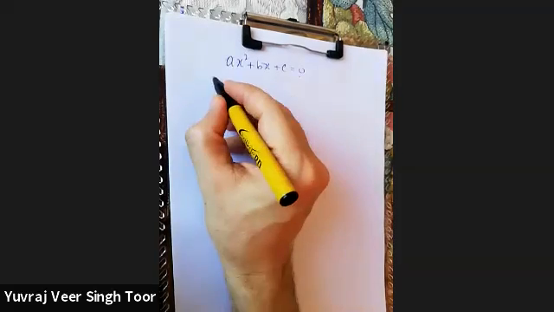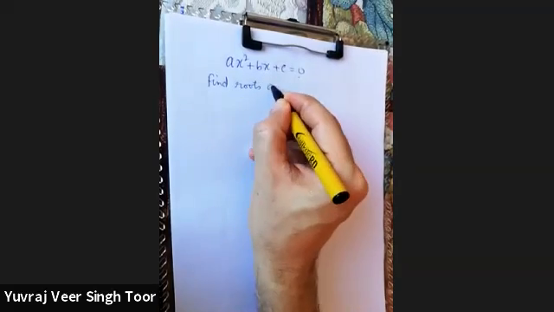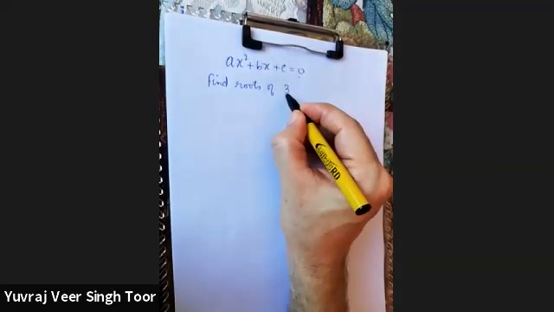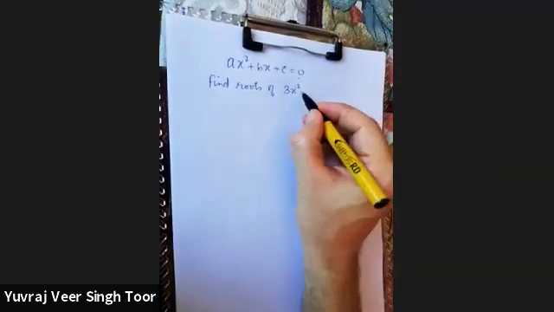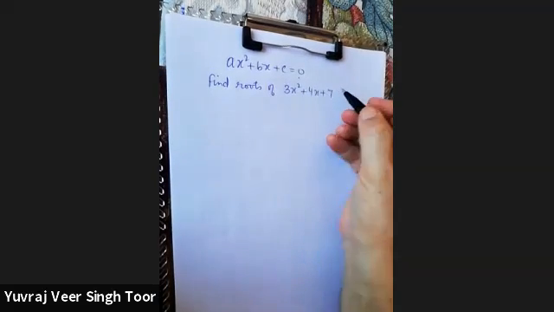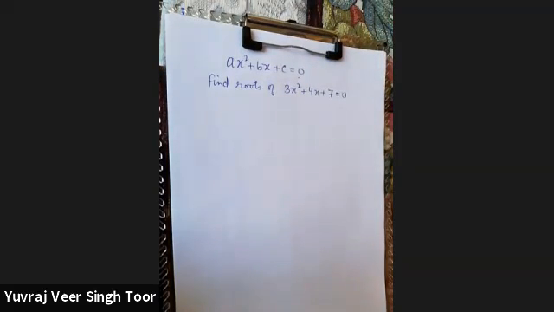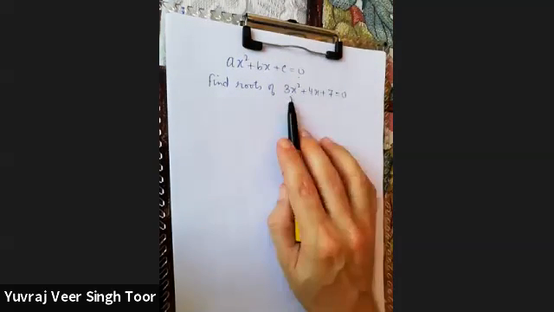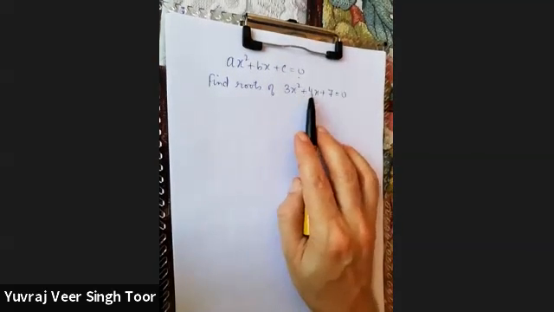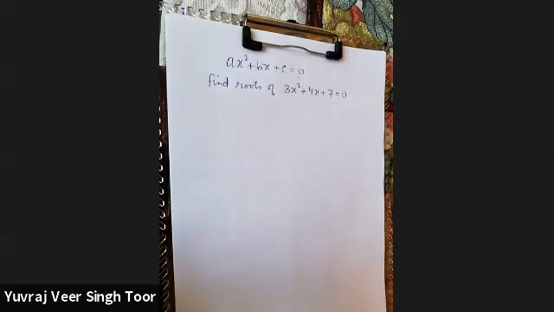So what you are going to do is find roots of 3x square plus 4x plus 7 equals to 0. So we will try to find out the square root of 3x square plus 4x plus 7 by factorization method.